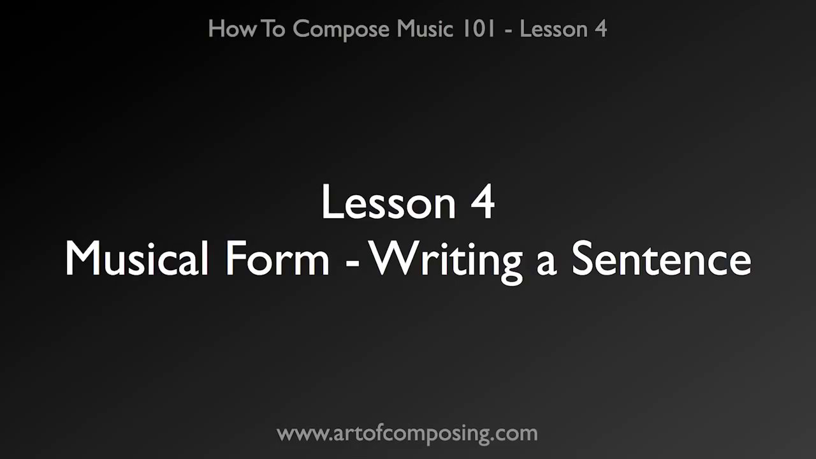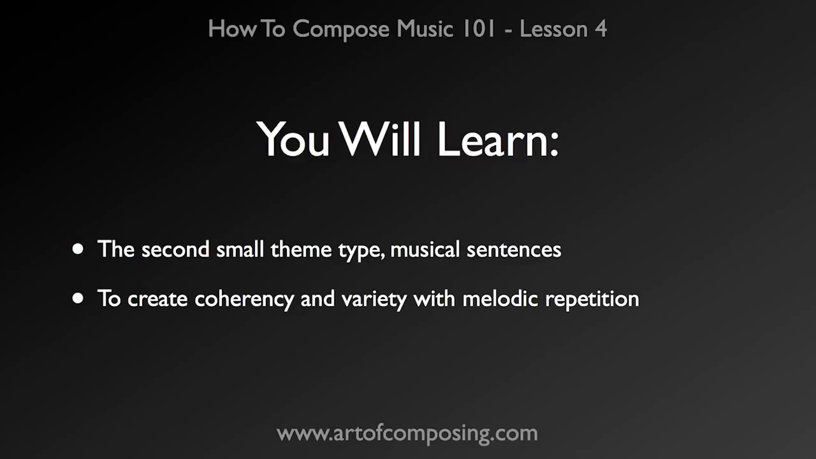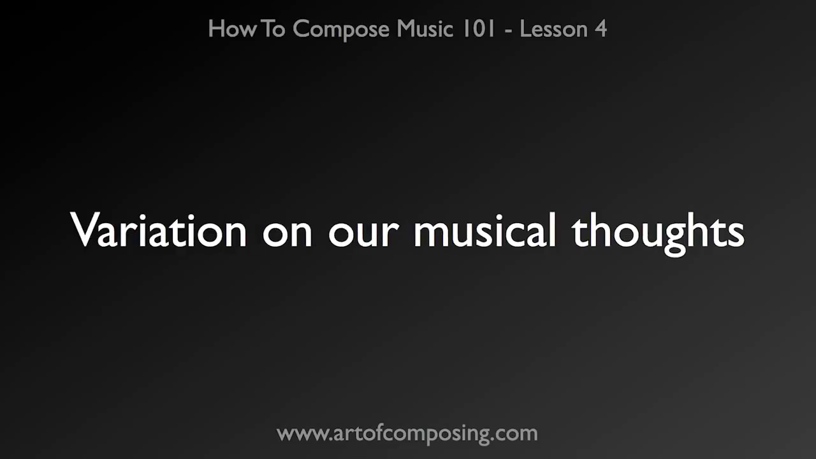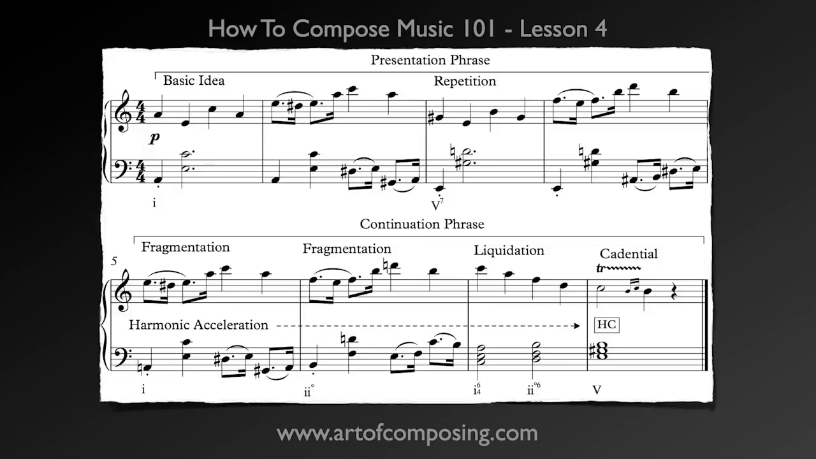Today's lesson is a continuation on Lesson 3, Small Musical Form. Specifically in this lesson, you're going to learn about the second small theme type, musical sentences. You're also going to learn how to use melodic repetition to add coherency and variety to your music at the same time. The sentence is similar to a period in terms of size and some of its elements. What it gives us, though, is variation on the way we put together our musical thoughts.